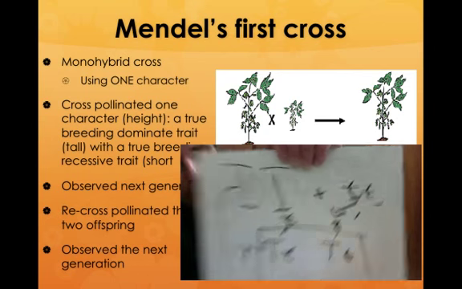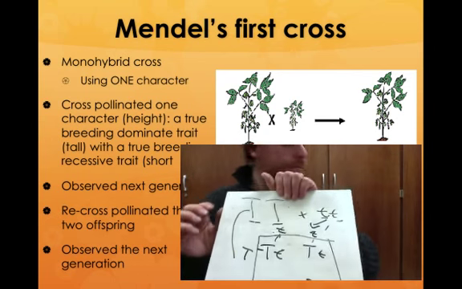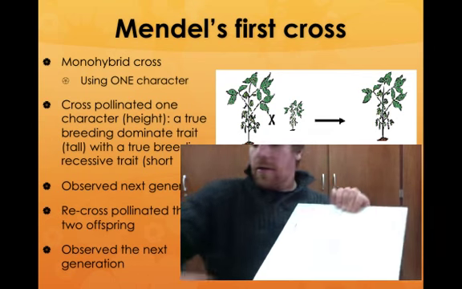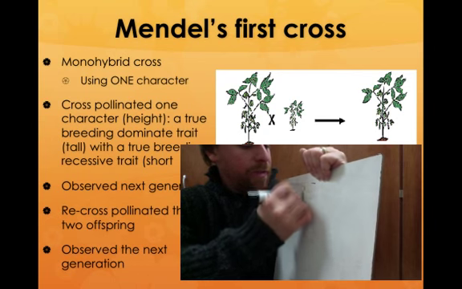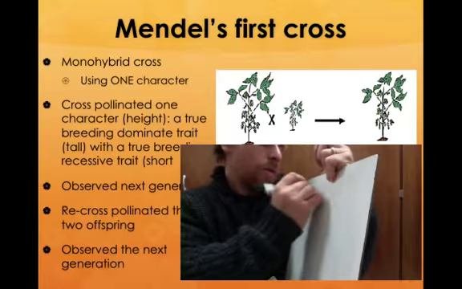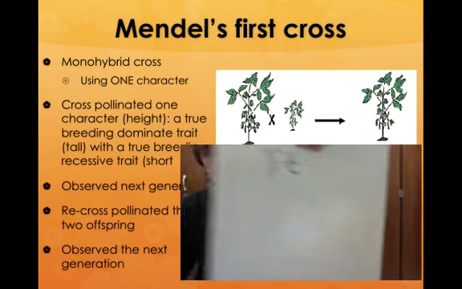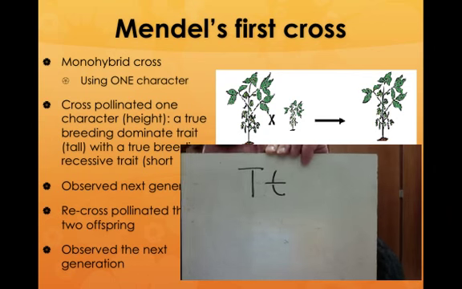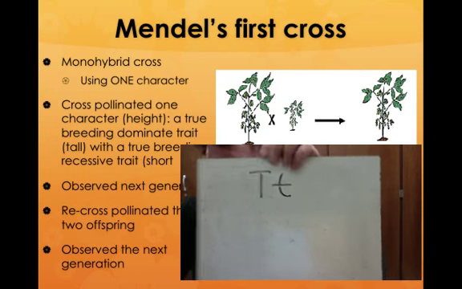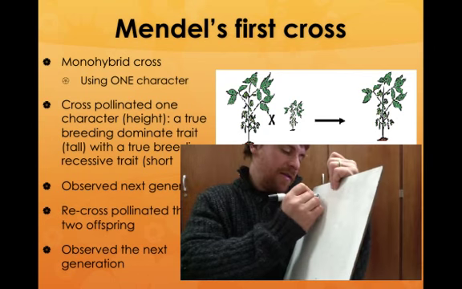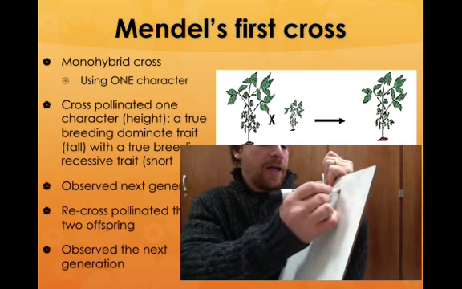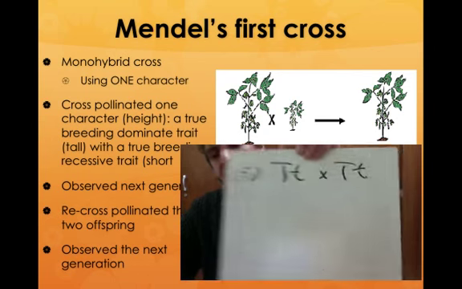Now, we know that no matter what, all the offspring are going to be big T, small t. Bam! All the offspring, all the F1. So what Mendel then did was he took all the F1s and he crossed them with each other. So in the F1 generation, he took a tall plant and he mixed it with a tall plant.